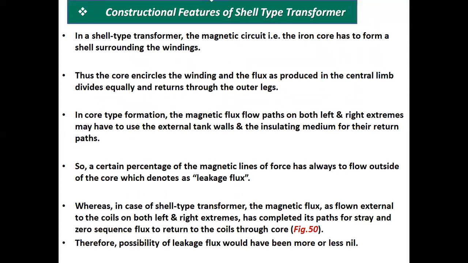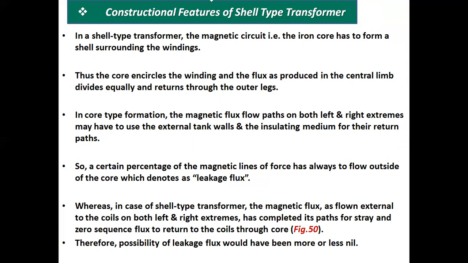Constructional features of shell-type transformer. In a shell-type transformer, the magnetic circuit, that is, the iron core, has to form a shell surrounding the windings. Thus, the core encircles the winding and the flux produced in the central limb divides equally and returns through the outer legs.